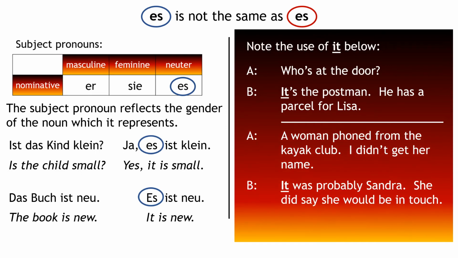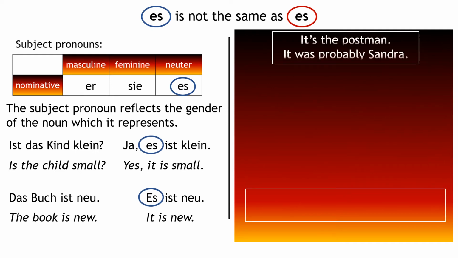In the second scenario, person A says, "A woman phoned from the kayak club. I didn't get her name." Person B replies, "It was probably Sandra. She did say she would be in touch." It's the postman. It was probably Sandra.